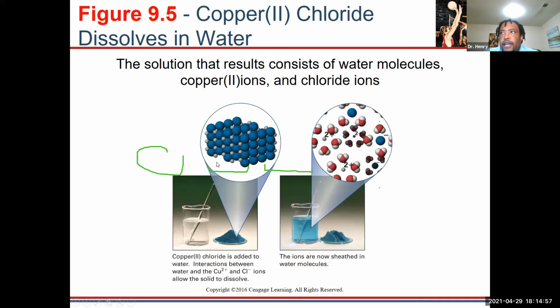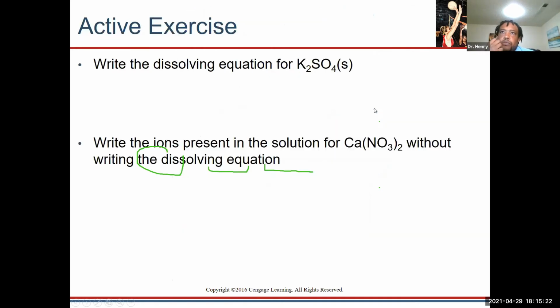Same thing is going to happen in the case of copper II chloride. So here's copper II chloride normally. As soon as we add it to the water, it's going to dissociate. Okay, and so it's a quick reaction. You're going to dissociate into your two ionic components. Okay, so this is called a dissociation reaction, or dissociation equation. Okay, so write the dissociation equation for potassium sulfate.